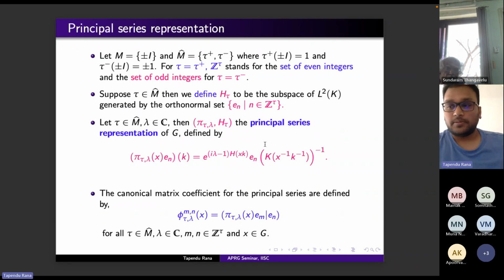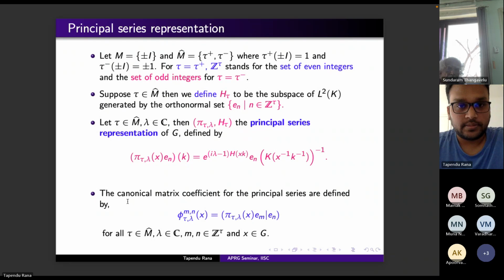For the principal series representation, we define the canonical matrix coefficient of the principal series as usual. We take the inner product of pi_{tau,lambda}(x) e_m with e_n and denote it as pi^{tau,lambda}_{n,m}(x), for all tau belonging to M-hat and lambda belonging to C.